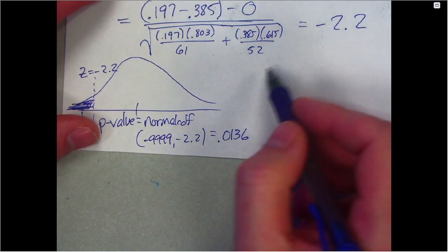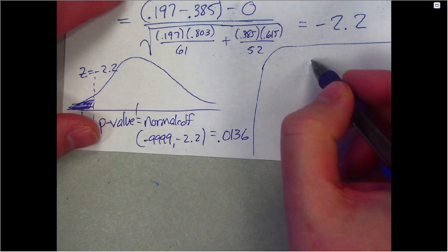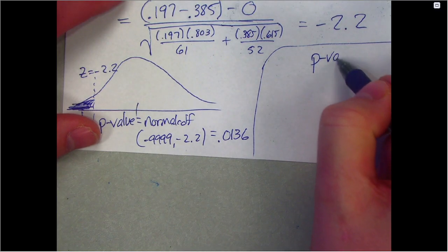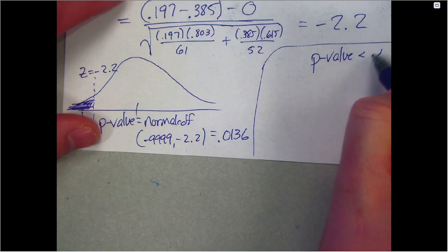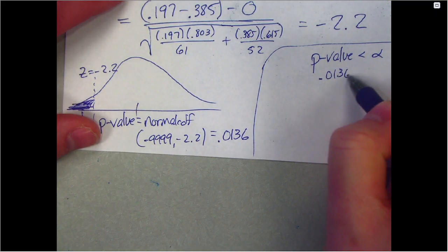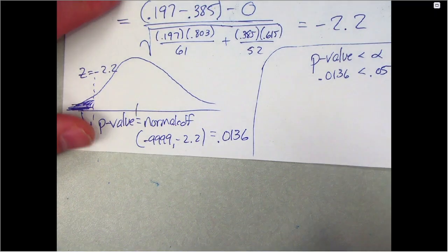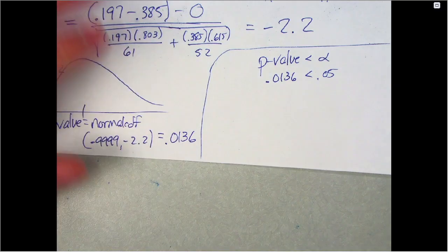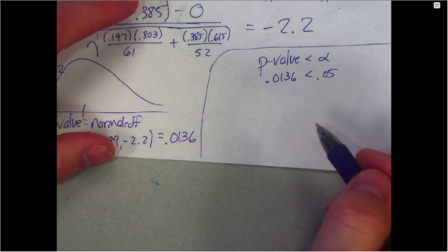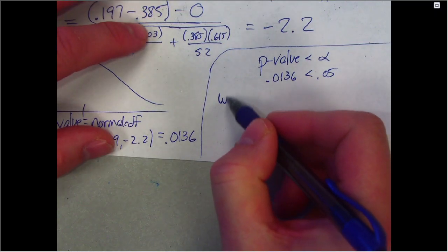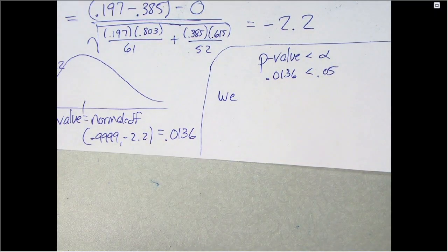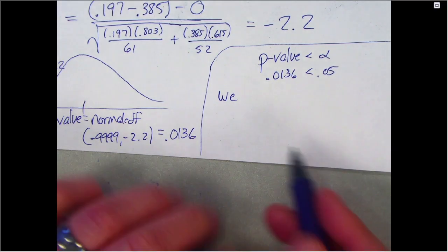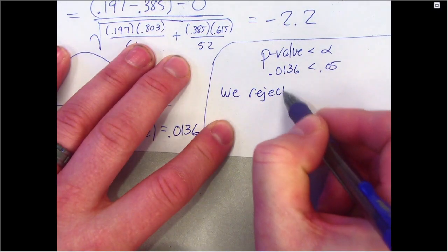Okay, so now conclusion. So the p-value is less than alpha, yes, because 0.0136 is less than 0.05. And then remember, we're going to make three statements. Do we reject H0 or fail to reject H0? Reject, because the p-value is smaller. Reject H0.